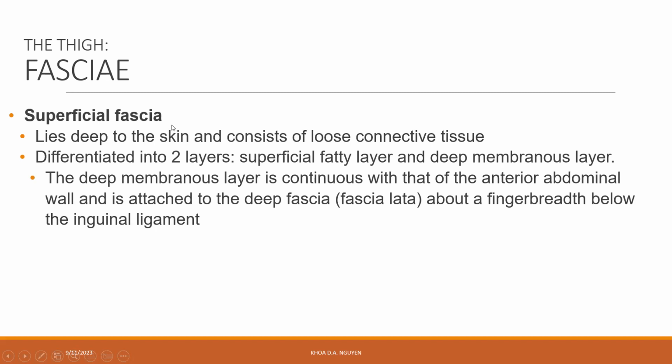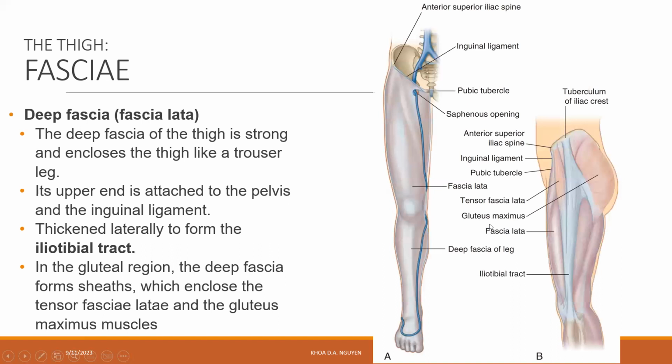Now, the superficial fascia of the thigh is differentiated into two layers: the superficial fatty layer and the deep membranous layer. Now, the deep membranous layer is going to be continuous with that of the anterior abdominal wall, and it is attached to the deep fascia, which is called the fascia lata, about 1 finger breadth below the inguinal ligament.